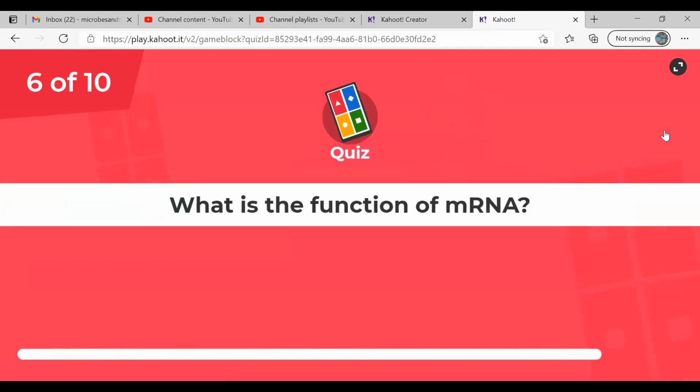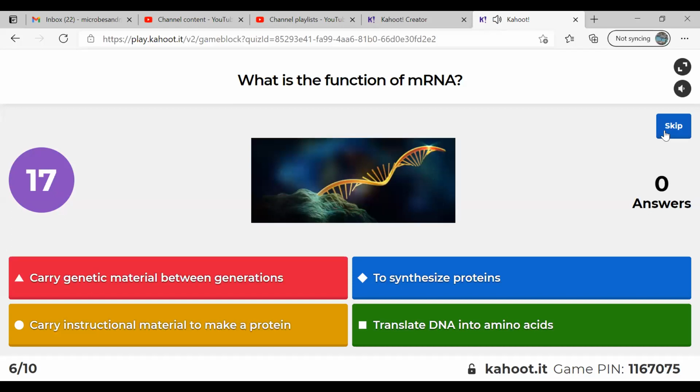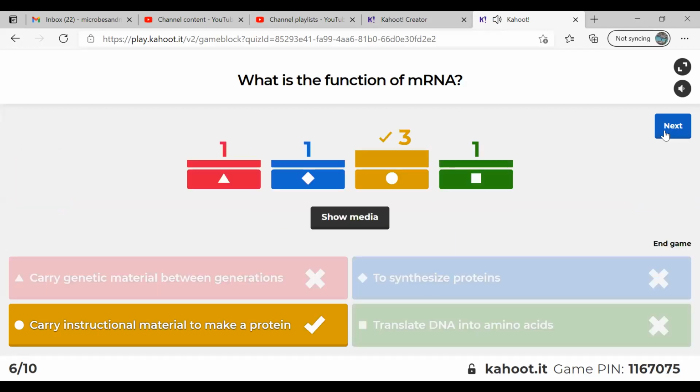What is the function of messenger RNA? Okay, that one is a little harder, isn't it? RNA carries information. It doesn't actually do anything. It doesn't synthesize, it doesn't translate. So it carries information, and it's just information that's temporary. So DNA carries information between generations, but RNA does not.